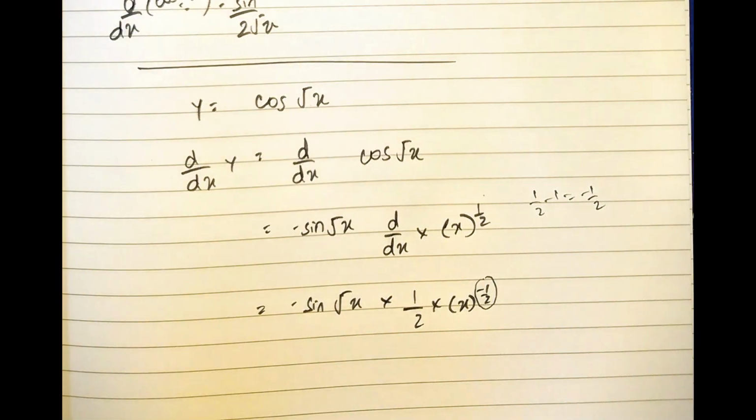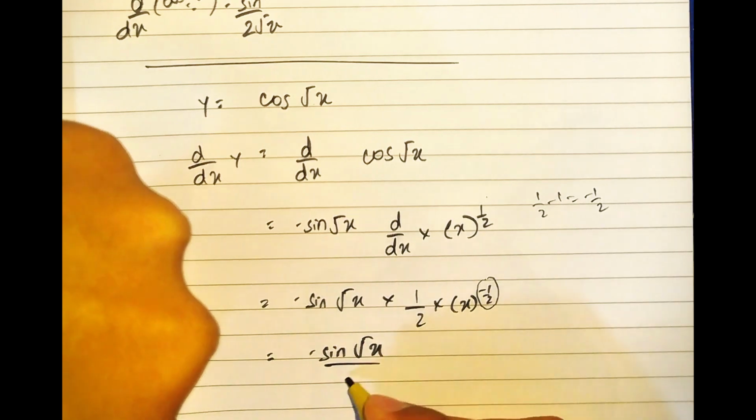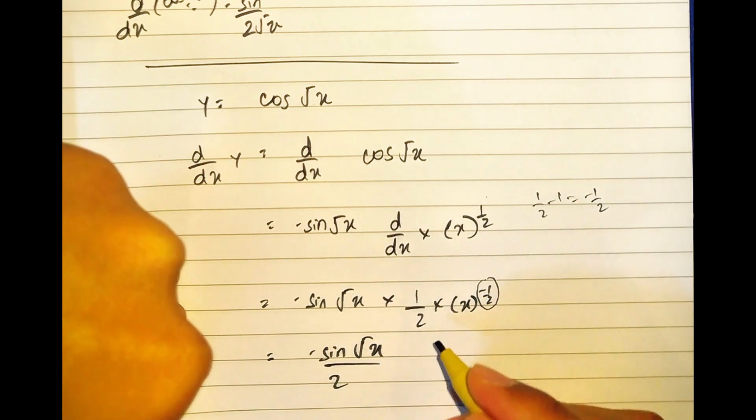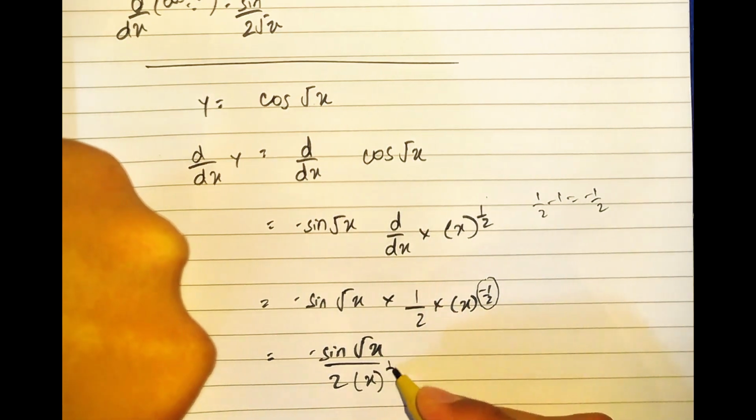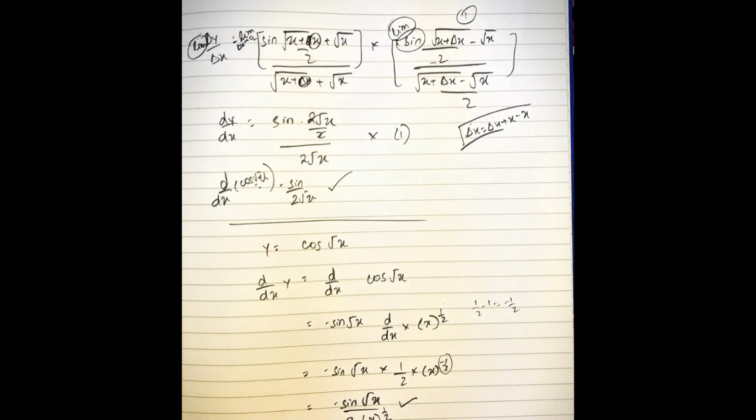Okay, the answer is exactly the same. We have minus sine root x divided by 2. This x power negative 1 by 2 can be reciprocated, and it will become x power 1 by 2, which is actually the same as this thing. Okay, so this question is actually very simple to solve.